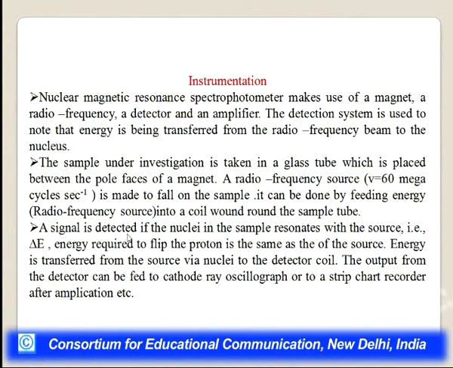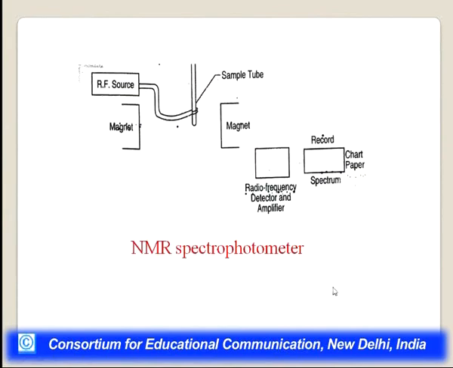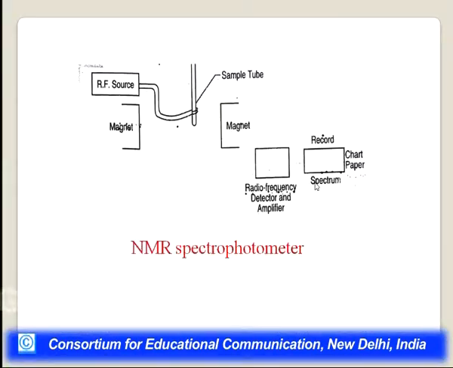A signal is detected if the nuclei in the sample resonate with the source, that is, delta energy. For the transition, the energy required to flip the proton is the same as that of the source. Energy is transferred from the source via nuclei to the detector coil, and the output from the detector can be fed to the cathode ray oscillograph or to a strip chart recorder after amplification. We have seen that this is the amplifier and this is the recorder, and we can observe the spectrum over here with the help of a recorder.